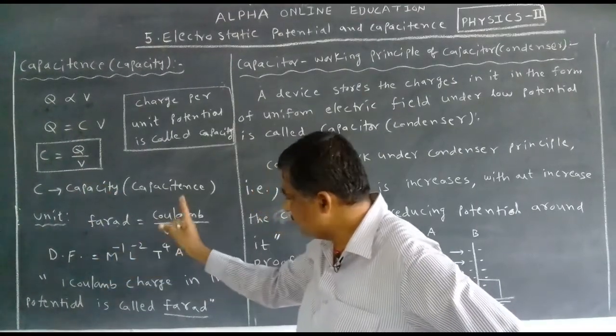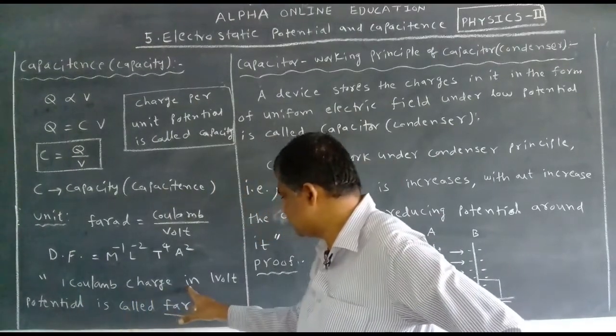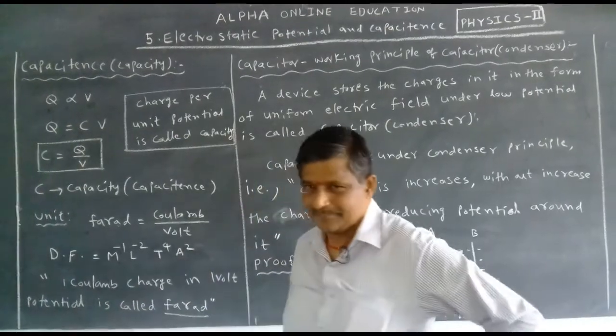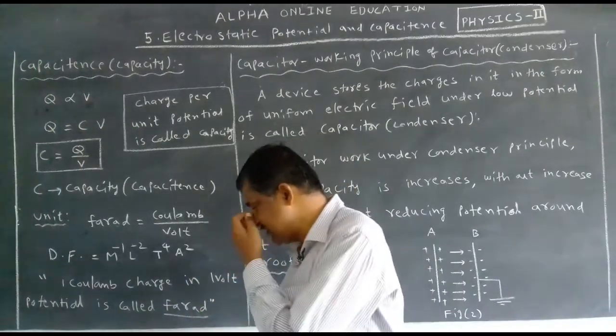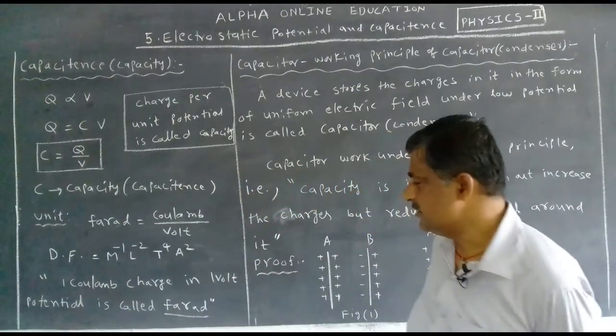Now the unit of the capacity is farad. Now we have the definition of farad also. How can we define it? 1 coulomb charge in 1 volt potential is called farad. Okay. This is the definition for farad.